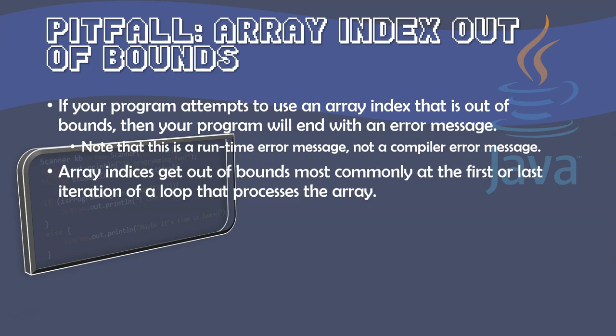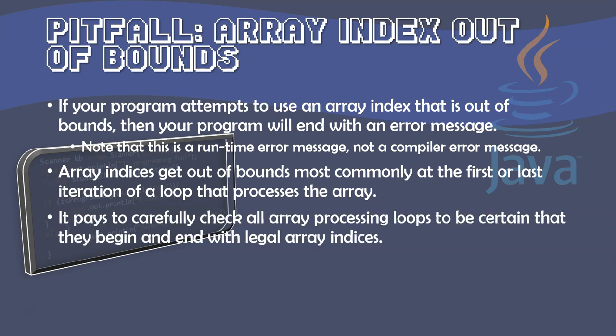Array indices most commonly get out of bounds at the very first or the very last iteration of the loop that processes the array, because a lot of times that's where the check is going to fail. It can sometimes occur more in the middle, but most times it's going to happen near the extremes. So it pays to be careful and check all array processing loops. Be certain that they begin and end with legal array indices.